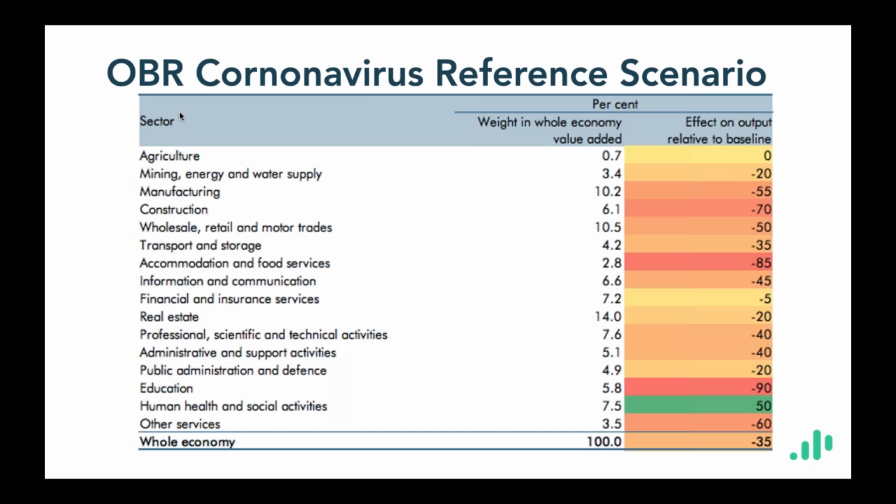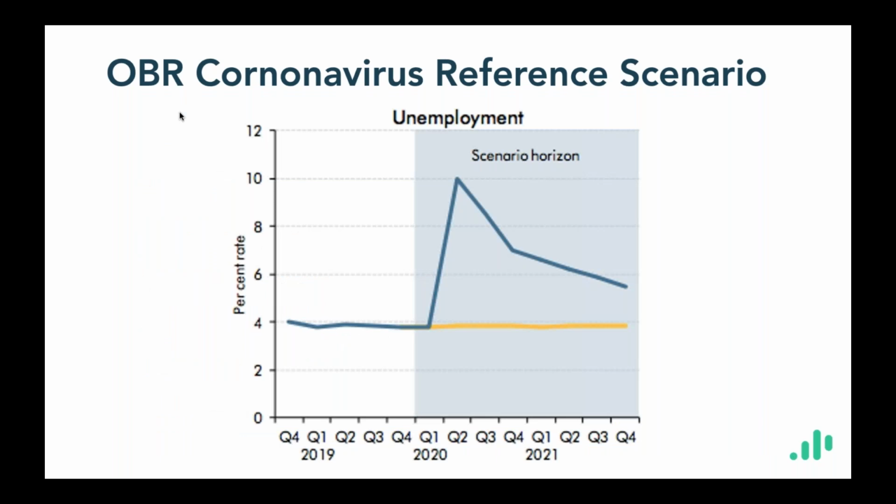The other thing I wanted to share, if we go to the next slide, is again from the Office for Budget Responsibility. Here we're looking at their forecasts in regards to unemployment and the scenario there, and you can see a huge spike going up through Q2 and then that decline.